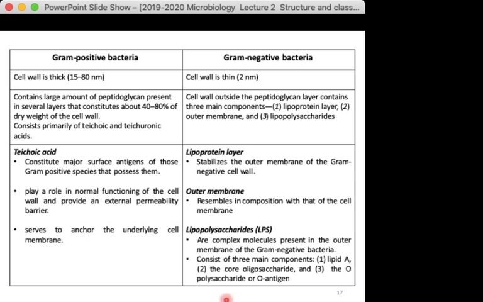So again, this is a summary table of the differences in the cell wall between gram-positive and gram-negative bacteria. The first difference is the thickness of the wall, which is much thicker in gram-positive than in gram-negative bacteria. Secondly, the components of the cell wall: for gram-negative, only the LPS is found, a very complex structure. The LPS is the major component found in gram-negative bacteria. On the other hand, teichoic acid is found in gram-positive bacteria.